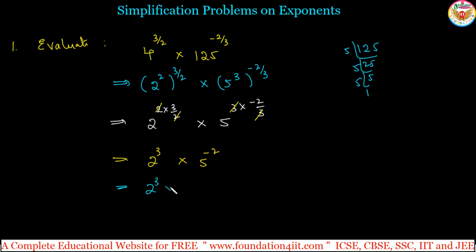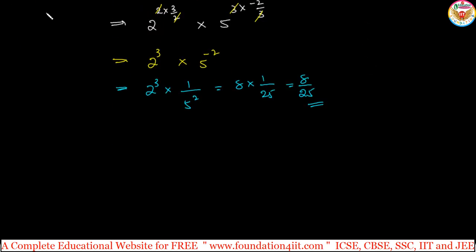2 to the power 3 into 5 to the power minus 2 is 1 by 5 square. Okay, 2 to the power 3 is 8 into 1 by 5 square, which is 25. Finally, 8 by 25 is the solution of this. Just remember, whatever the base is, you can reduce it into simplest form by using the prime factorization method also. Let us see one more.